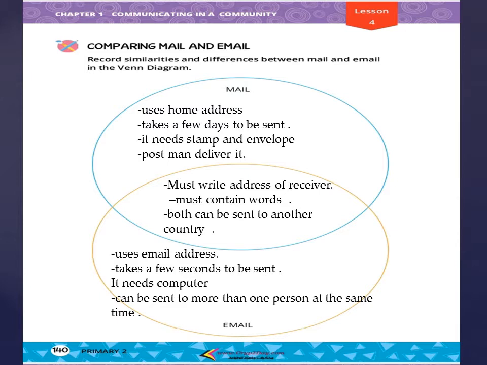Number three, both can be sent to another country. I can send the mail or email to another country.